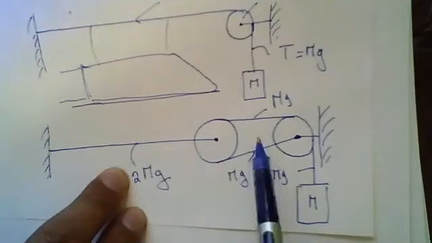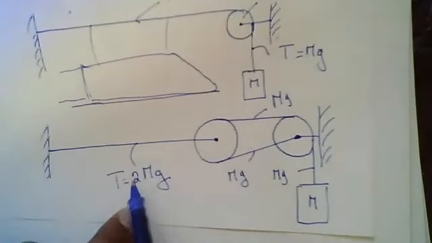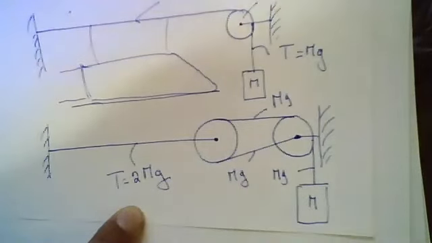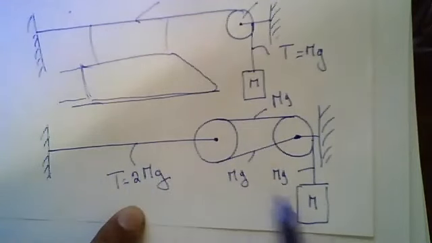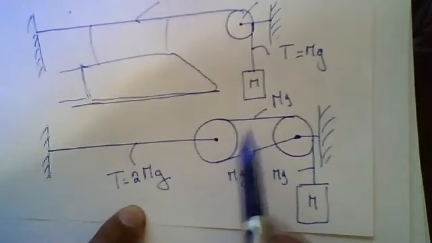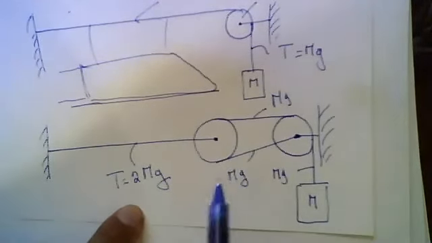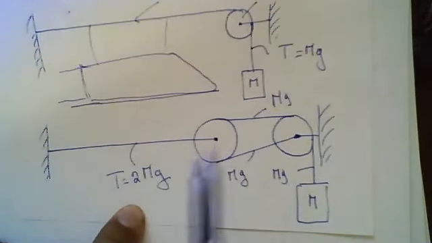Sometimes you can have more than that. Maybe you should think of a way to make this 3 mg. Work on a design, because our time is up right now. Work on a way to triple the tension for the same weight, by adding maybe 1 more pulley or 2 more pulleys. Next time, we will hopefully get done with the last portion of this chapter.